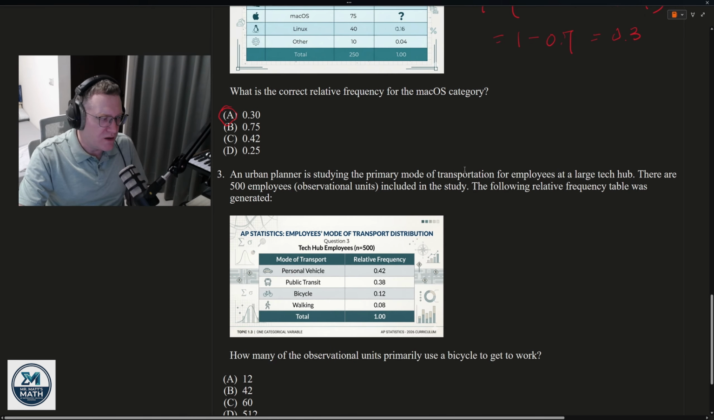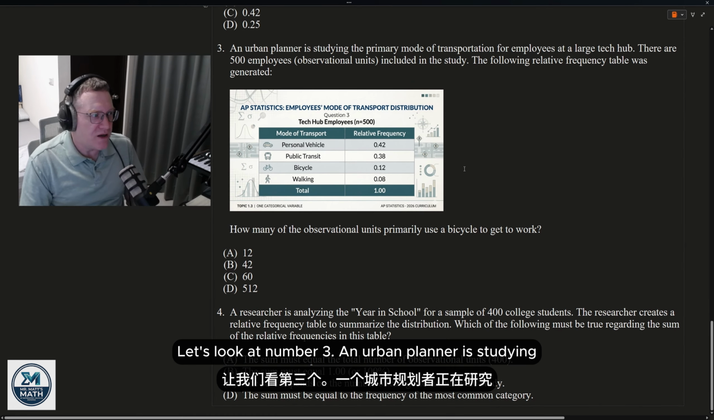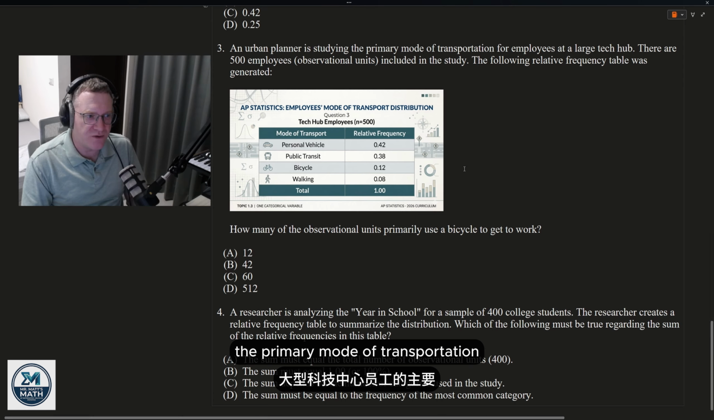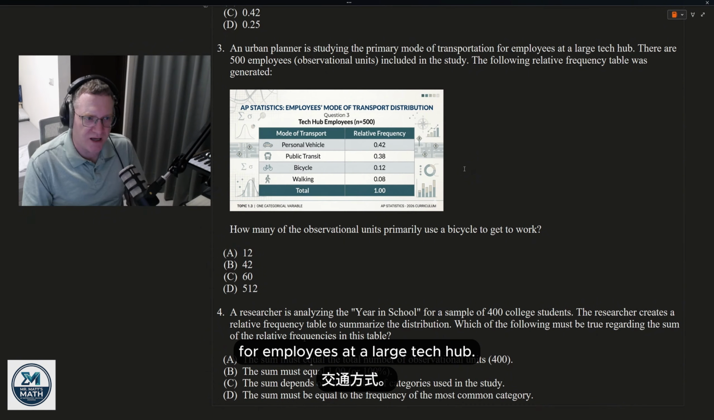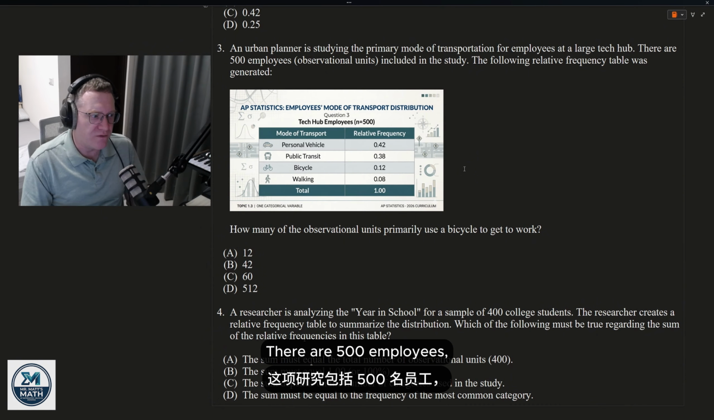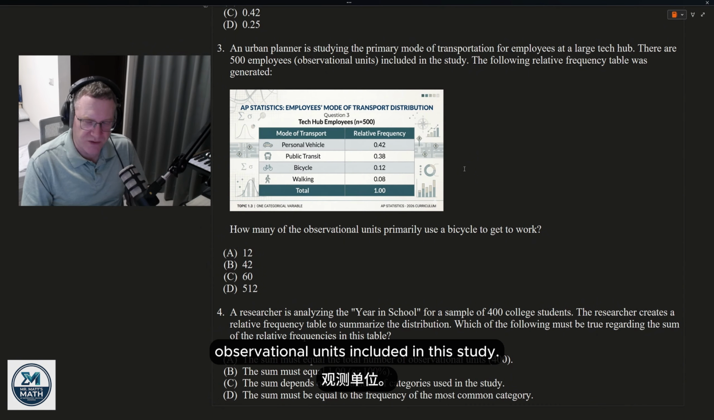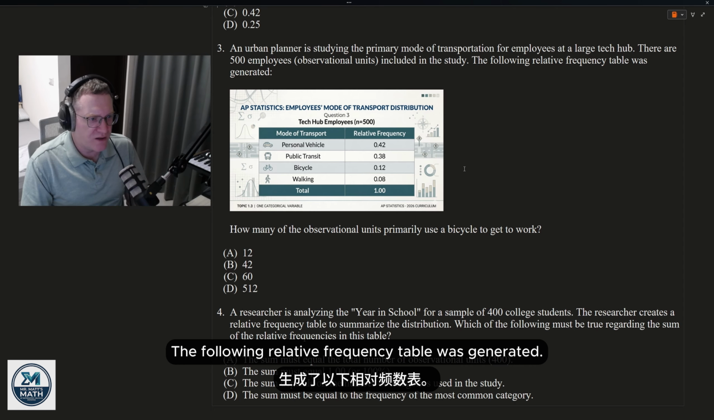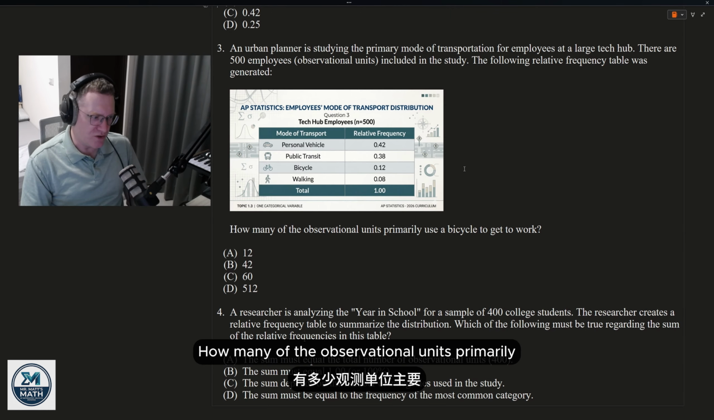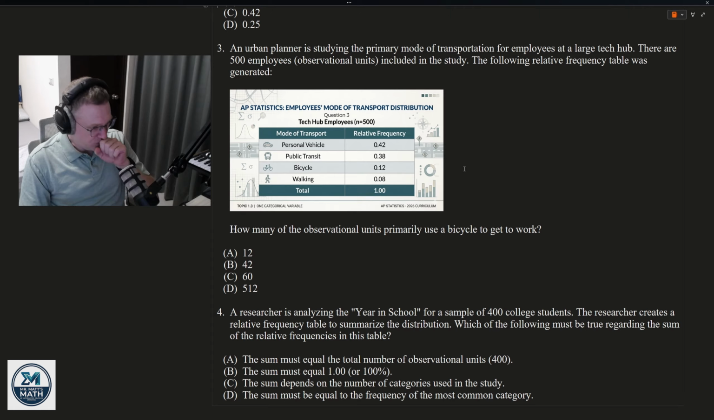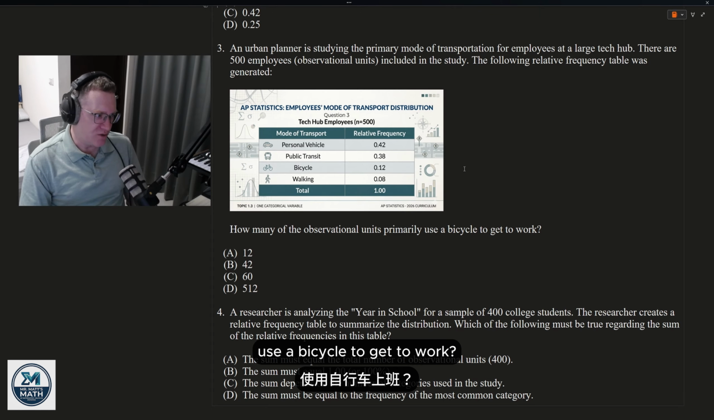Next, let's look at number 3. An urban planner is studying the primary mode of transportation for employees at a large tech hub. There are 500 employees, observational units, included in this study. The following relative frequency table was generated. How many of the observational units primarily use a bicycle to get to work?